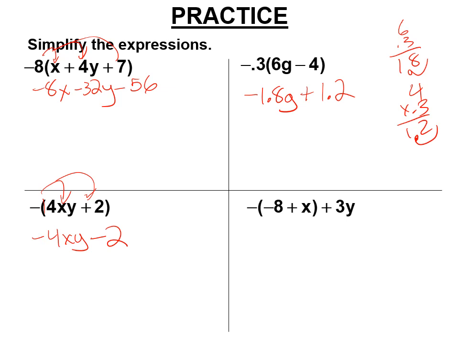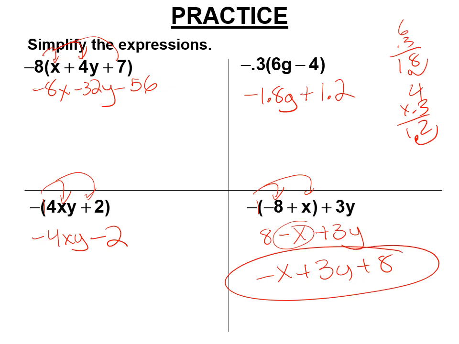Negative 1 times 2, negative 2. Again, you're going to distribute a negative 1 again. Negative 1 times negative 8 is 8. Negative 1 times x is negative x, so it becomes minus x. You do not multiply the 3y, but these are in the wrong order, right? This has to go first. So the minus x becomes negative x, and the positive 8 goes at the end, it becomes plus 8.